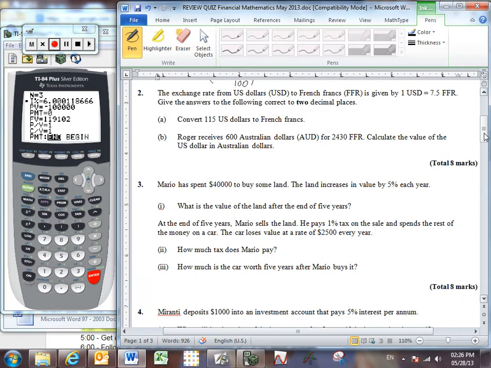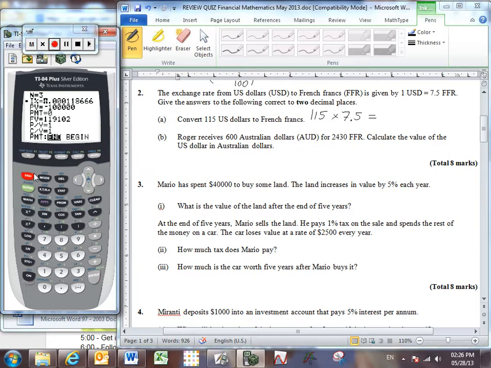The exchange rate from US dollars to French francs is 1 US dollar equals 7.5 French francs. So we expect to have more French francs than dollars by the time we're done. We're starting with $115. So I should take my 115 and I should multiply it by 7.5 French francs in order to end up with a larger amount. I'll show you another method to do this in a minute.